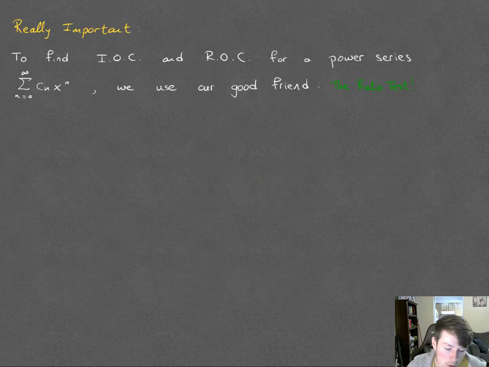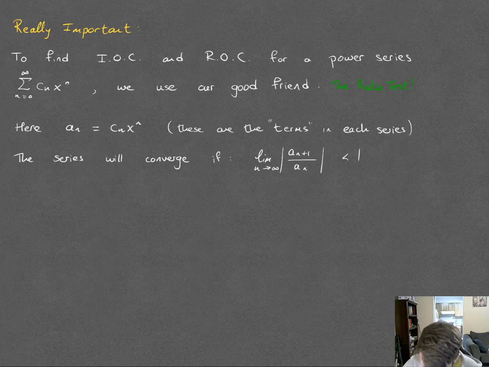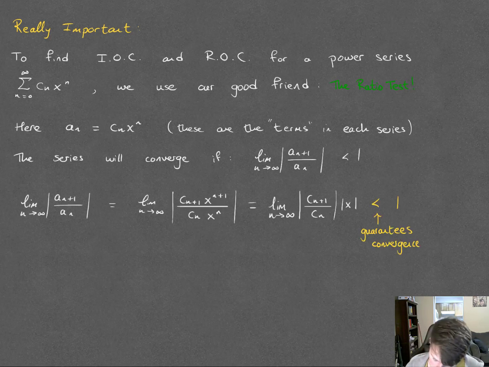So, really important, how are we actually going to find this radius of convergence or this interval of convergence? Well, we're going to use the ratio test. So, if we have our series here, I've just got a power series centered at 0, sum of Cn x to the n. Our terms an are Cn x to the n. So, if we apply the ratio test to this, we have the limit as n goes to infinity of the absolute value of an plus 1 over an, which is equal to the limit as n goes to infinity of Cn plus 1, x to the n plus 1, over Cn x to the n.